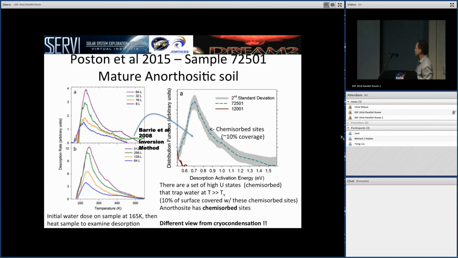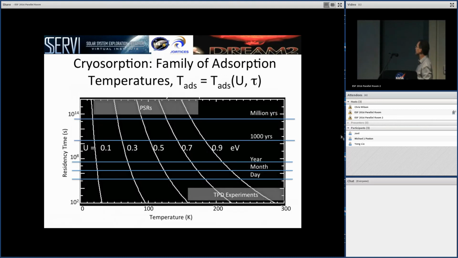And again, you're getting things going on well above this 110 degrees Kelvin volatile temperature. In fact, in the cryoabsorption frame of reference, you actually have a family of temperatures. What I apply here is residency time as a function of temperature. Residency time is over, I believe, 14 decades here. Always a nice logarithmic plot. And really, this is the Arrhenius equation just re-expressed.